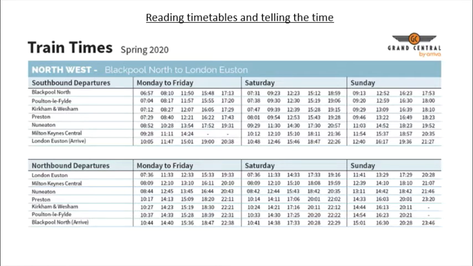You can see here that if I wanted to start in Preston and go to Nuneaton, that's just one stop. If I wanted to get on the 12:21 train, it's actually a very long journey because to get to Nuneaton takes 1 hour and 33 minutes. That's an important piece of information to know.